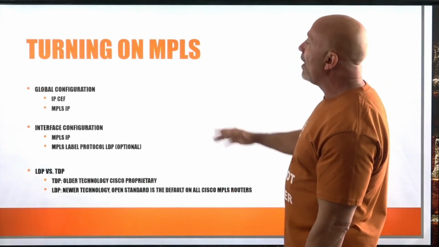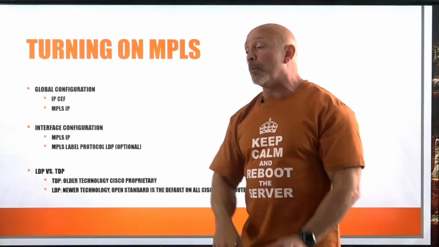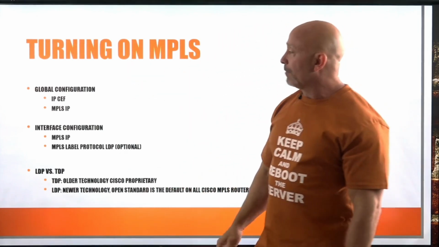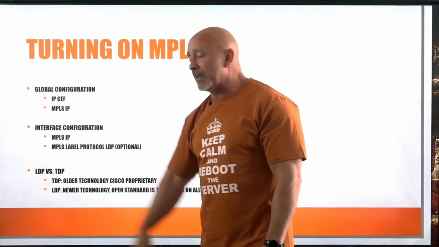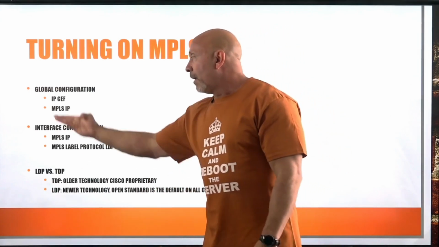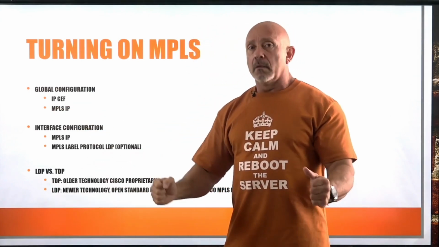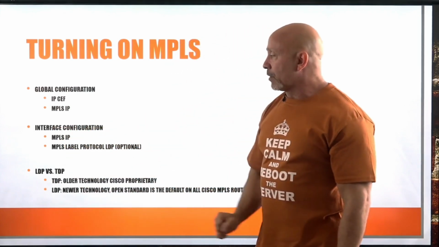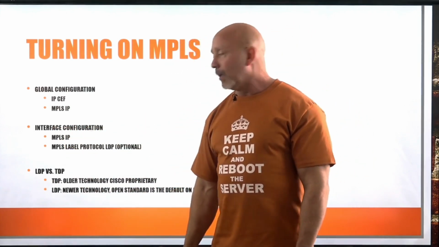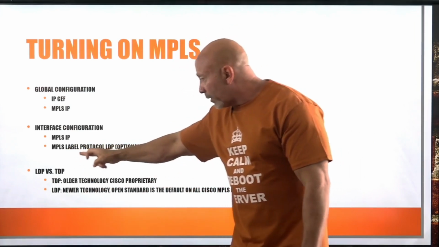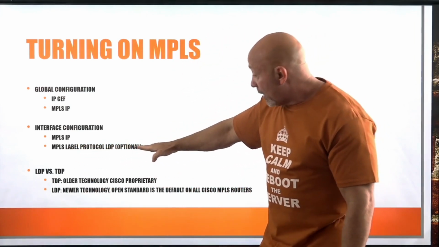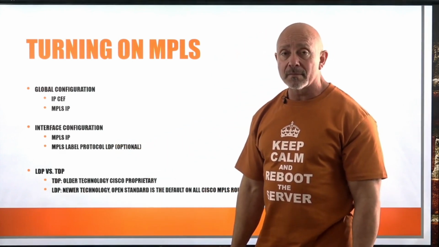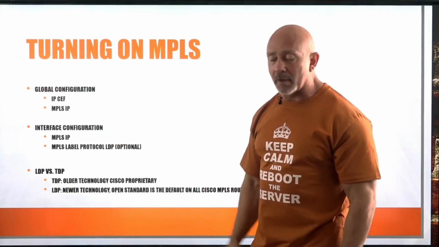Okay? And here comes the most difficult part of all. Turning on MPLS. Oh my God. So in global configuration, IPsec, you gotta have that on. MPLS IP, you're done. MPLS is up and running. In the interface configuration, you also go MPLS IP. And you want to make sure by doing MPLS label protocol LDP, okay, you want to put that in there. It's optional. You don't have to. It's there by default, but why not? Right? You want to make sure.